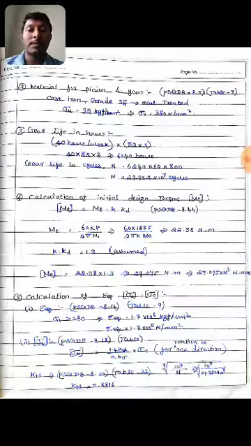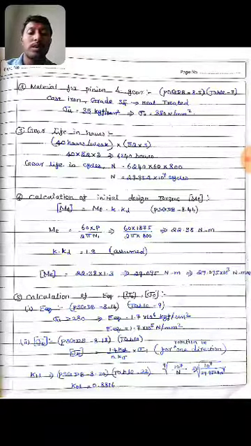Step 4. Calculation of initial design torque MT. Design MT is equal to calculated MT into K into KD from the PSG data book page number 8.44. So MT is equal to 60 into P divided by 2 pi N1. Substitute the values and then find the calculated MT 22.38 Newton meter. K into KD is equal to 1.3 is assumed. So design MT is equal to 22.38 into 1.3.